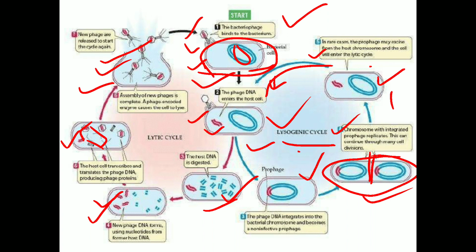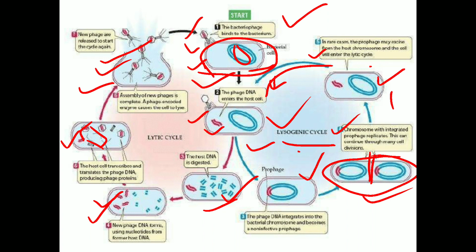Third, that viral DNA is integrated or recombined with the bacterial chromosome. It is called a prophage. Then the prophage and the bacterial chromosome replicate, and the daughter cell is formed by the formation of a constriction or bridge between the two cells.